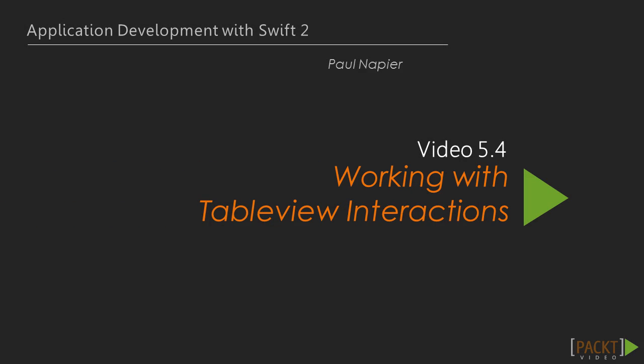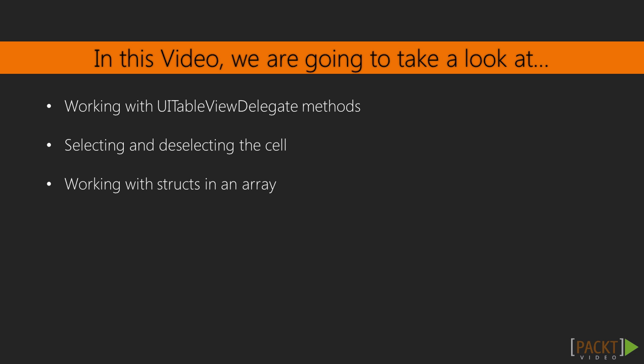Now that we have a way of putting data into our table view, we also want to have a way of allowing the user to interact with it. So we're going to start looking at how we can work with the Tableview delegate methods. We'll be selecting and deselecting the cell and accessing these delegate calls. We will also take a look at how we work with structs within an array.